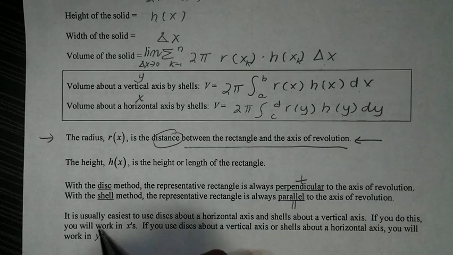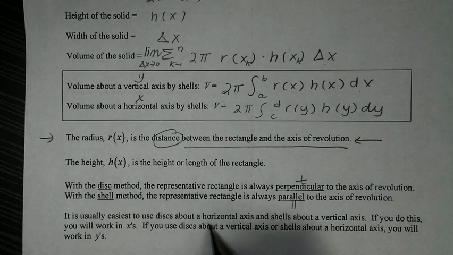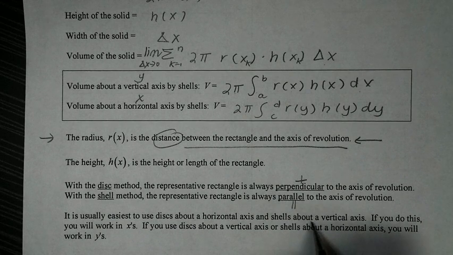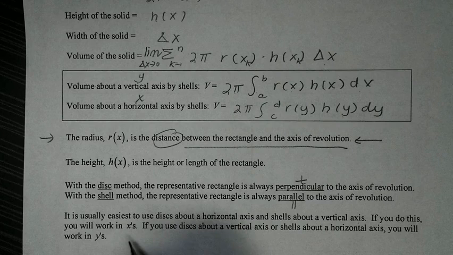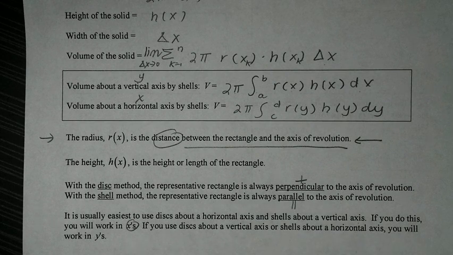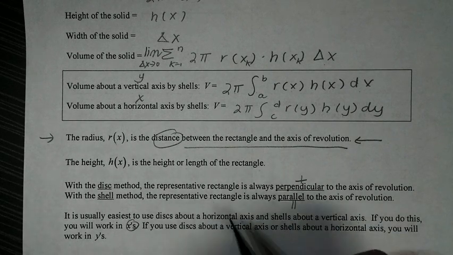So it is usually easiest to use disk about the horizontal axis and shells about the vertical axis. That's when it's the easiest. If you do this, you're going to end up working with x's. You're going to tell me why it's easier. Well, we are used to working with x's. So that's why. If you don't mind working with y's, then you can use either one for the other situation.